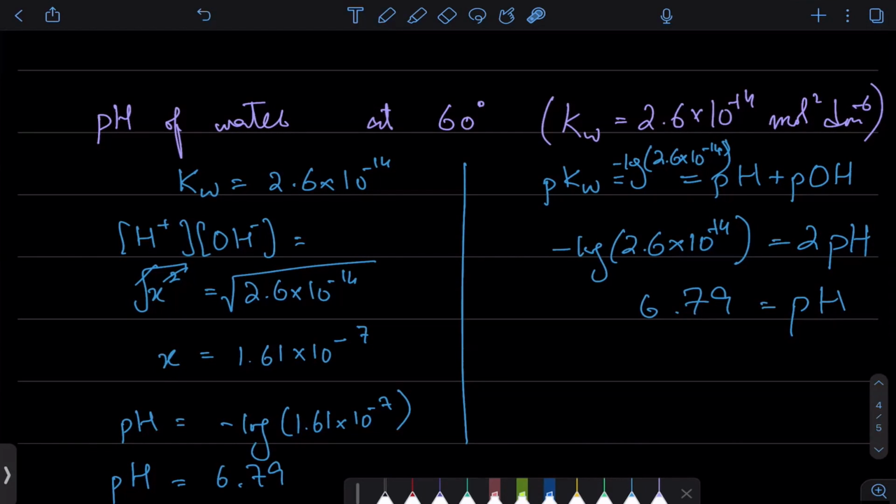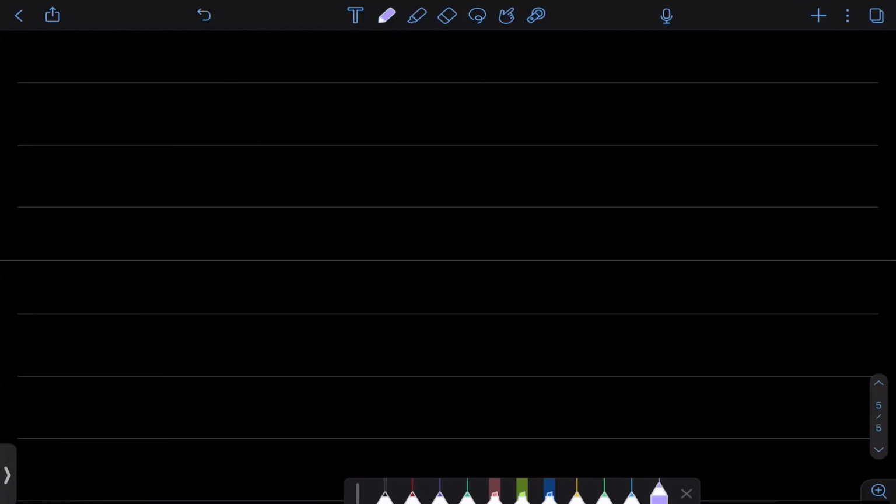Okay, so we can easily figure this out now. All right, so I'm going to give you one more question before we move on. So let's say I have 0 degrees Celsius now, freezing water. My Kw is 1.1 into 10 power minus 15. Can you quickly calculate the pH for this?